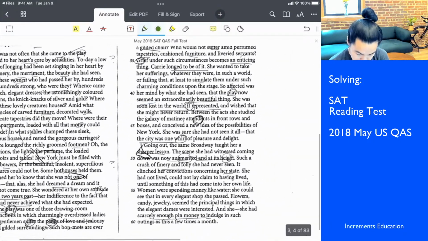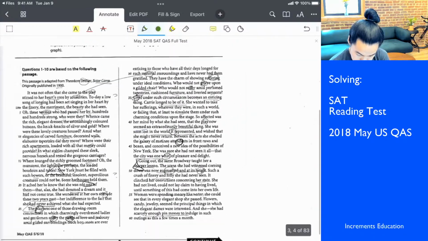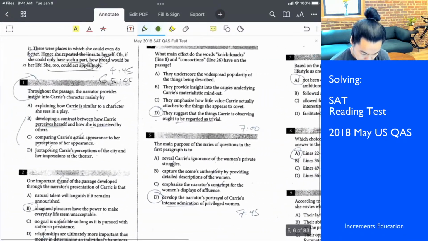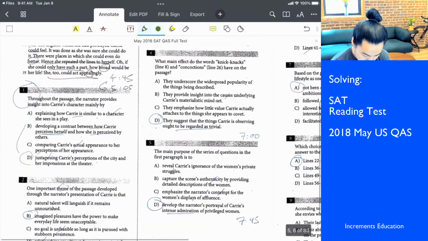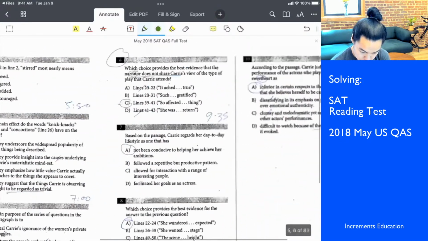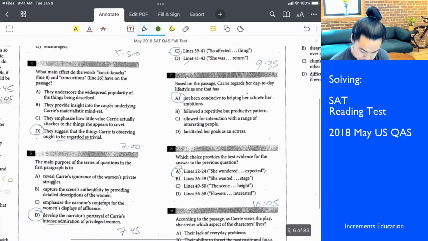It must be D. I feel like, just gut feeling, gut feeling is D, but I don't have the evidence right now. But for now, I have to move on because I don't want to spend more than 13 minutes on a literature passage. That's very dangerous.